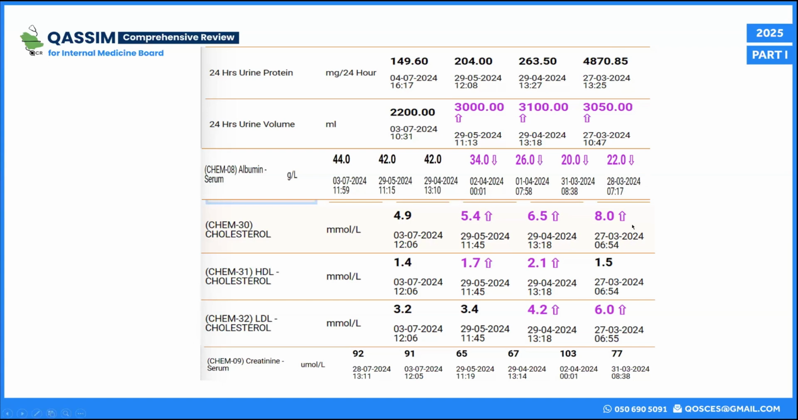Here also the patient has hyperlipidemia. After a course of prednisone 1 milligram per kg, it was 60, and we tapered the dose, and then finally the patient was in remission. So here the proteinuria is 150, and albumin has dramatically improved to 44, completely normal.